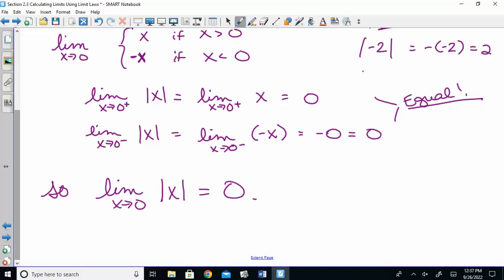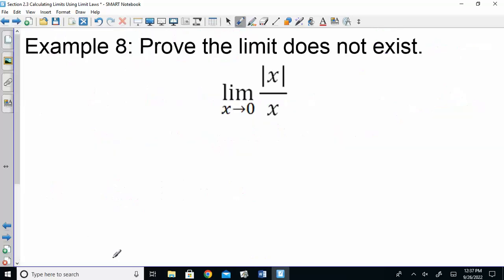We're trying to figure out, when do things work as we expect them to? Did this work out as we expected, where we could have just plugged in the 0? Yeah, that one did. Let's look at another one and see what happens. Okay, so I'm telling you to prove it doesn't exist. So I'm already telling you that this limit doesn't exist. We want to figure out why.